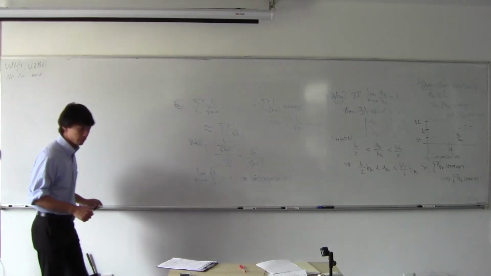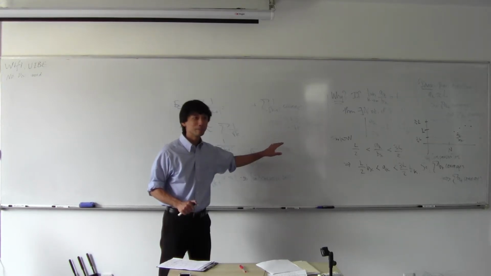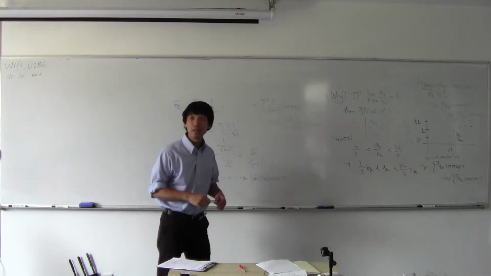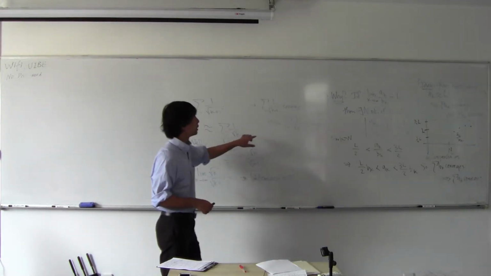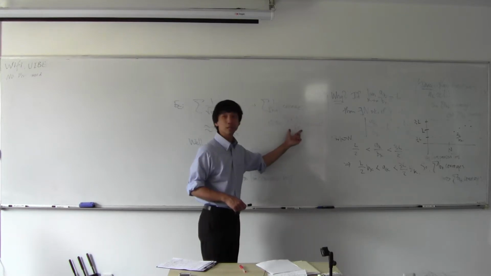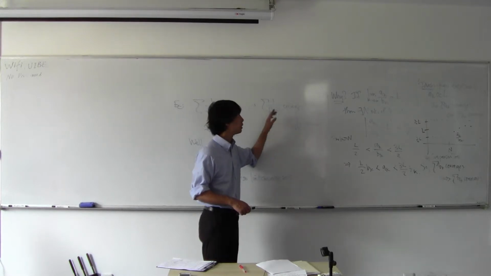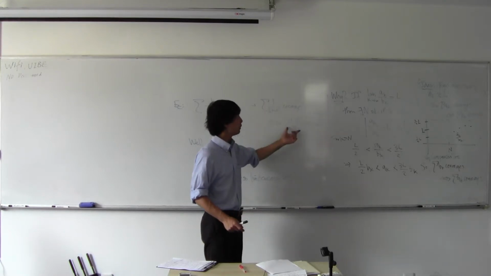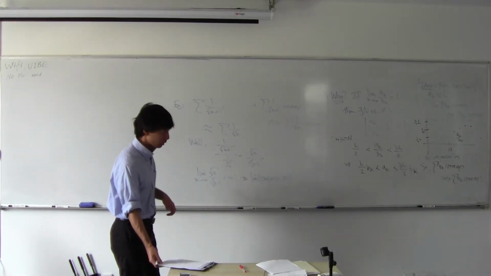Okay, so wait, what's up? Anybody confused? Yeah, so this converges if and only if this converges. Well, this diverges, so this diverges. The theorem says this will converge if and only if this converges. Well, this diverges, so we know this diverges.